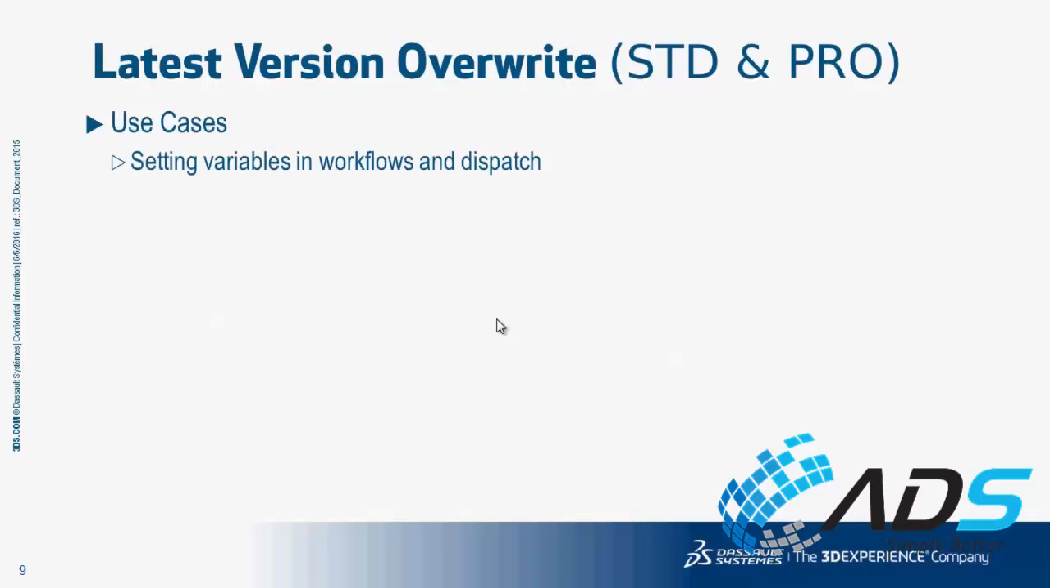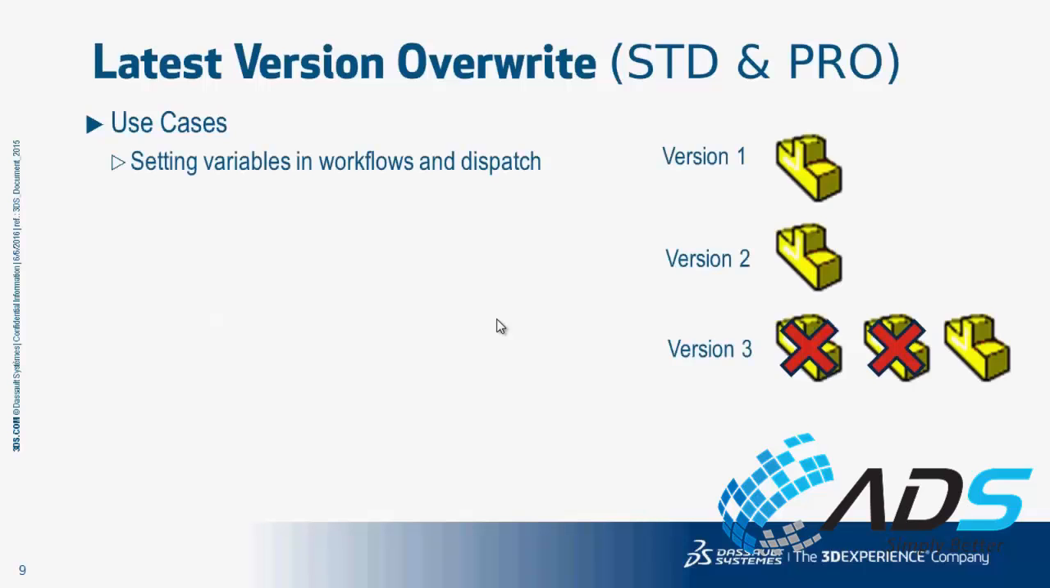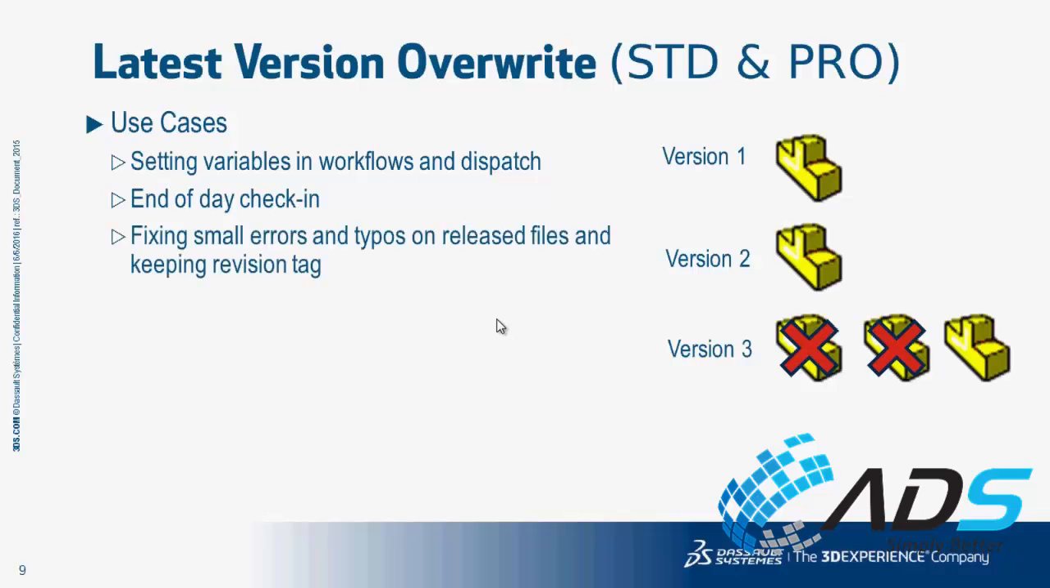So for version overwrite, the use case would be when you want to set variables through workflows and dispatch. That's one area where you create a lot of data, in setting variables in workflow and possibly dispatch. End of the day check-in: if you want to check a file in before the end of the day, and you necessarily might not want to because of all the versions that it would create. So with version overwrite, the user would be able to overwrite those non-important versions.